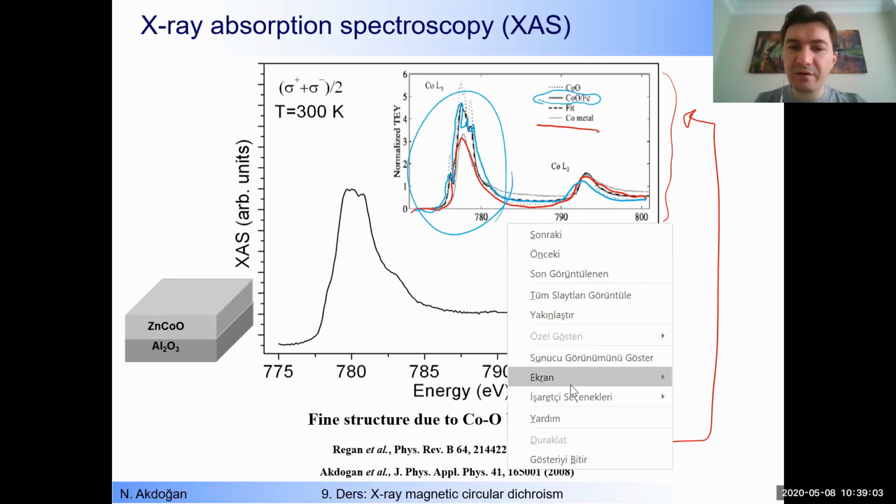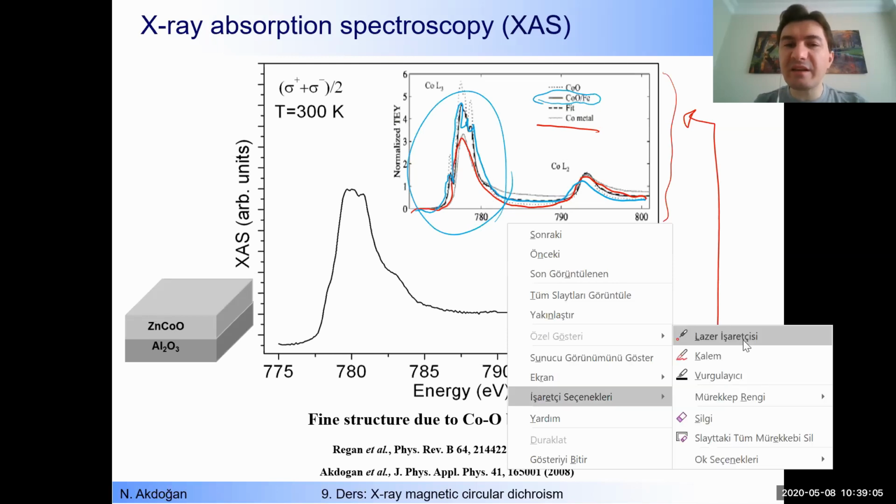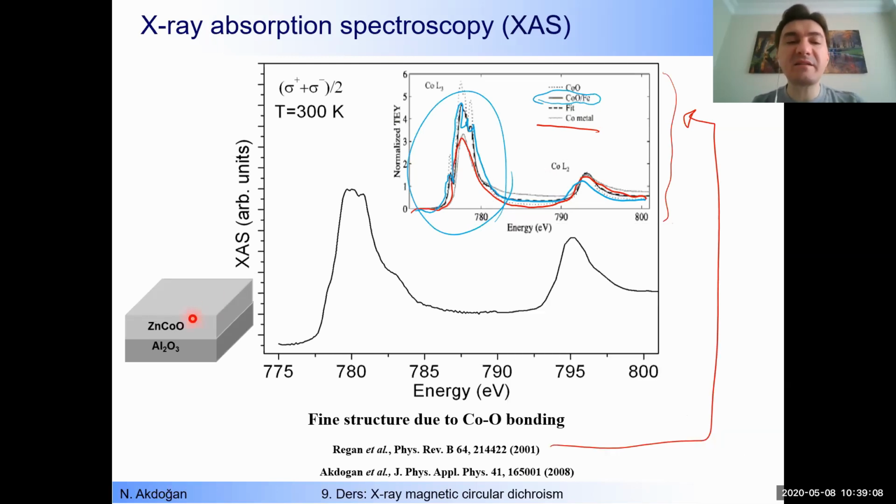Okay. So then by using that property, I can understand whether this cobalt is metallic or whether this cobalt makes bonding with oxygen and sits on the zinc oxide lattice. I can see that by using that measurement. So then we have carried out the energy scan for both polarizations, RCP and LCP photons. Then I have plotted XAS.